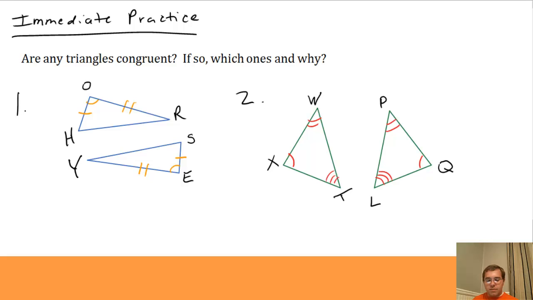Here are your immediate practice problems. You're asked, are any triangles congruent in these pictures? If so, which ones and why? So two separate problems. Problem number one on the left, problem number two on the right. In problem number one, look at those two triangles. See if you can tell that they are congruent. If so, name them and label them correctly, and tell me whether it's side, side, side, SSS, side, angle, side, SAS, or angle, side, angle, ASA that tells you they're congruent. And in picture number two on the right, can you tell that those triangles are congruent? If so, tell me what they are and label them correctly, and tell me if it's SSS, SAS, or ASA.